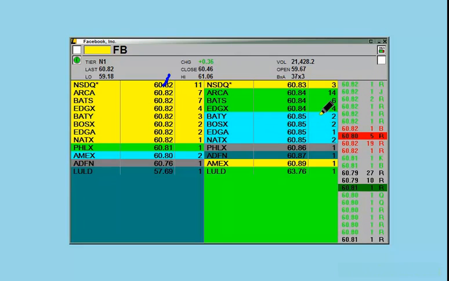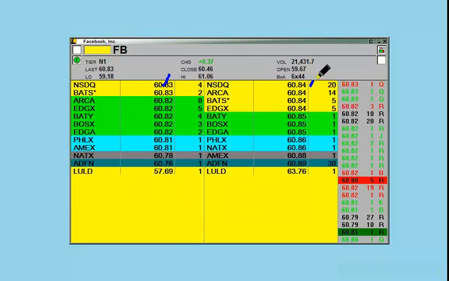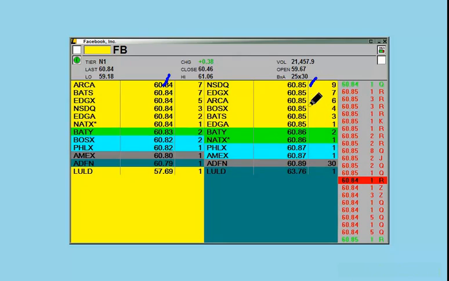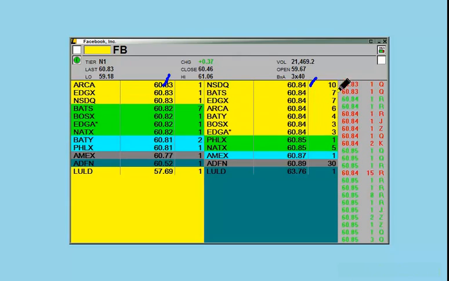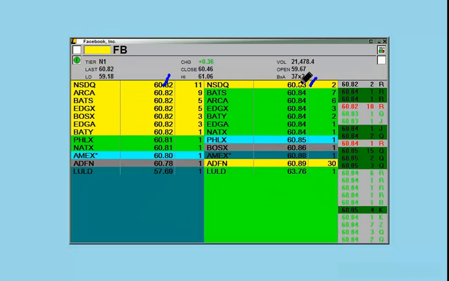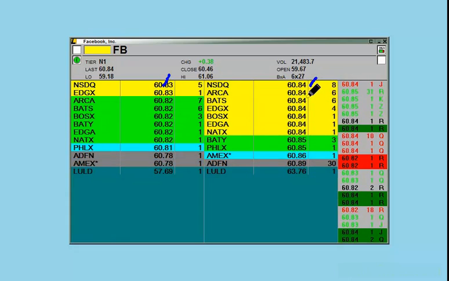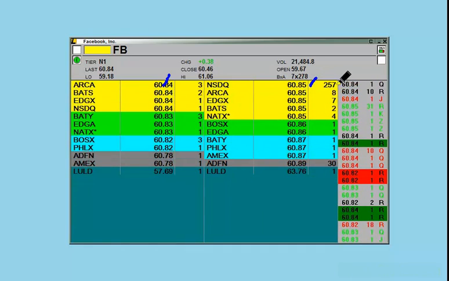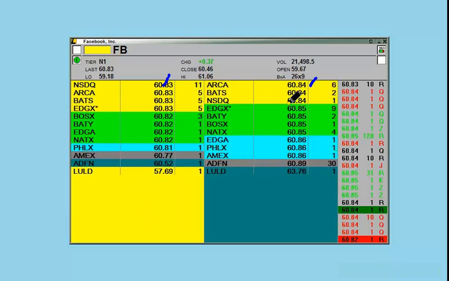Okay, let me ask again. The inside ask is what? If you said 60.83, now it's 60.84, you're right. What's the inside ask now? Okay, just missed that. So, anyways, 60.83, best offer. So now it's 84. So the people up on stage, you can see a lot of people selling at 60.85.